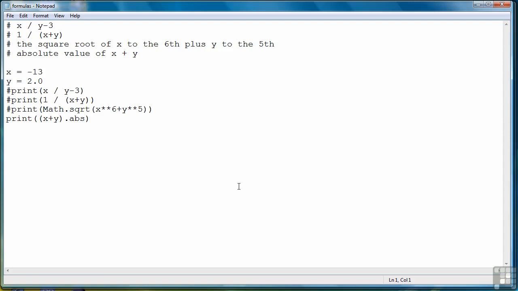So there are 4 examples of converting formulas into Ruby. And this exercise demonstrates just straight arithmetic, and then also some arithmetic and some order of operations or precedence with some mathematical function calls, square root and absolute value. So that wraps up this exercise, and that wraps up this chapter.